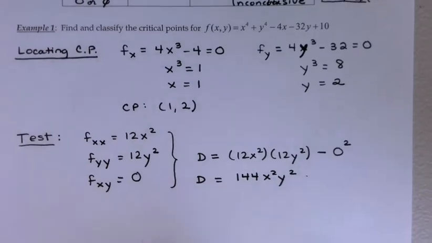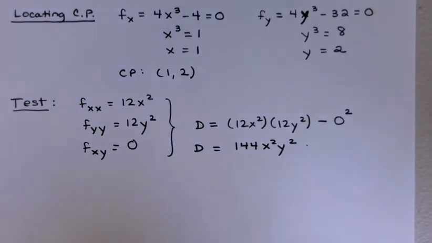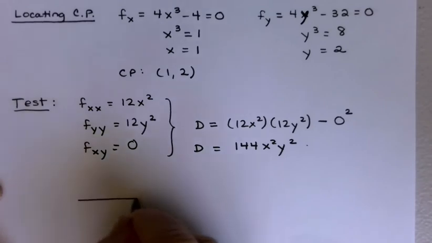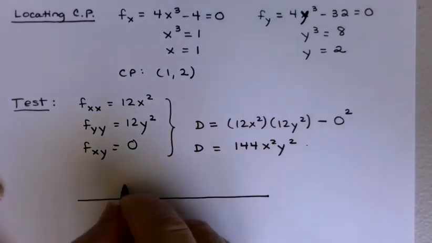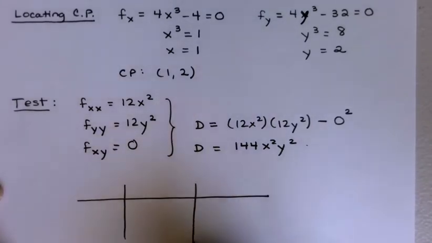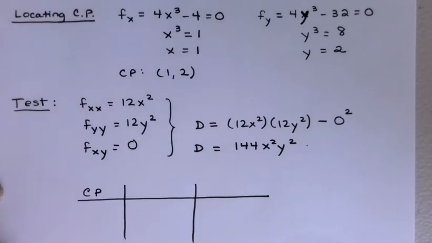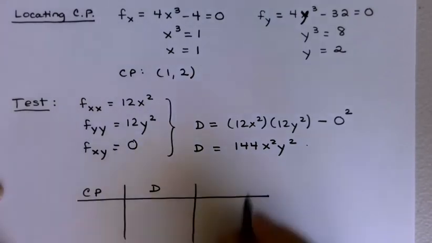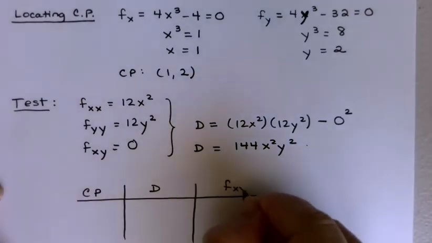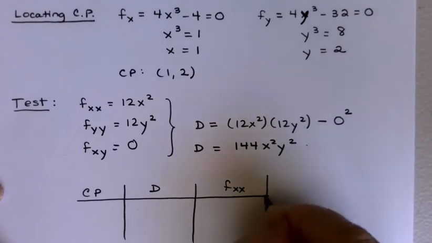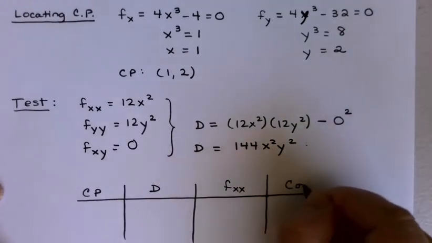Now typically we'll have more than one critical point, so I'm just going to show you how I usually organize this information, even though in this case with just one critical point it might be overkill. But usually what I do is make myself a little chart, and for each critical point I evaluate D and f sub xx, and then I draw my conclusion.